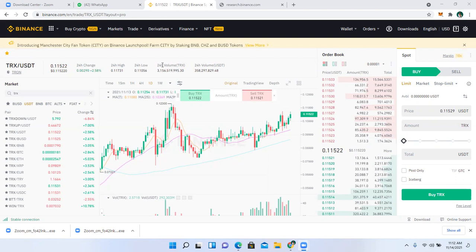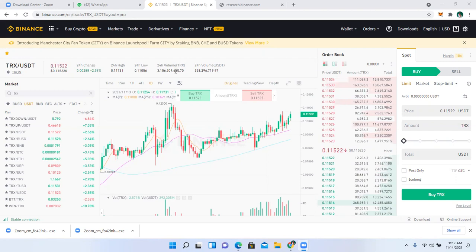Now, 24-hour volume simply means how much Tron, TRX, has been traded in the past 24 hours. Here it shows 3 billion Tron on Binance today. Over 3 billion Tron has been traded on Binance today alone. That's what 24-hour volume TRX means. That's pretty amazing, right? Pretty amazing.